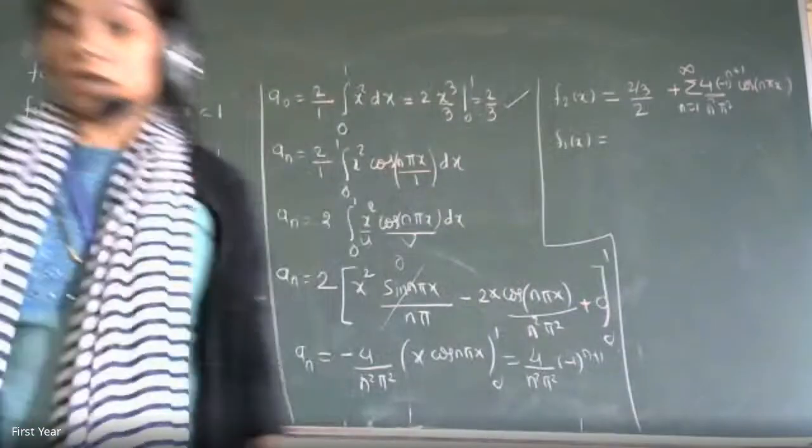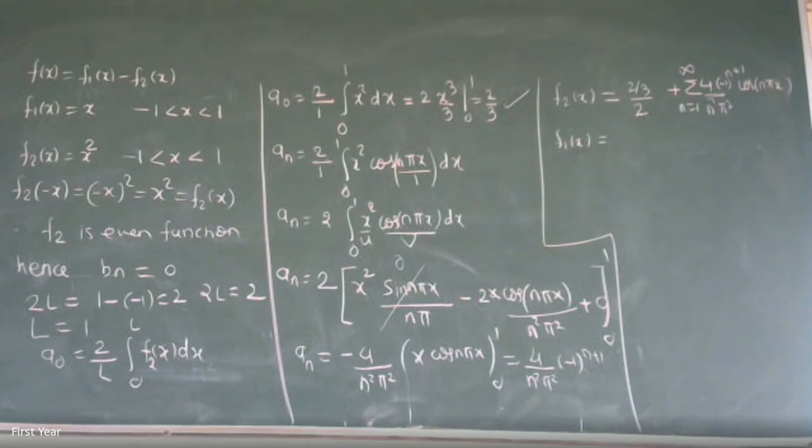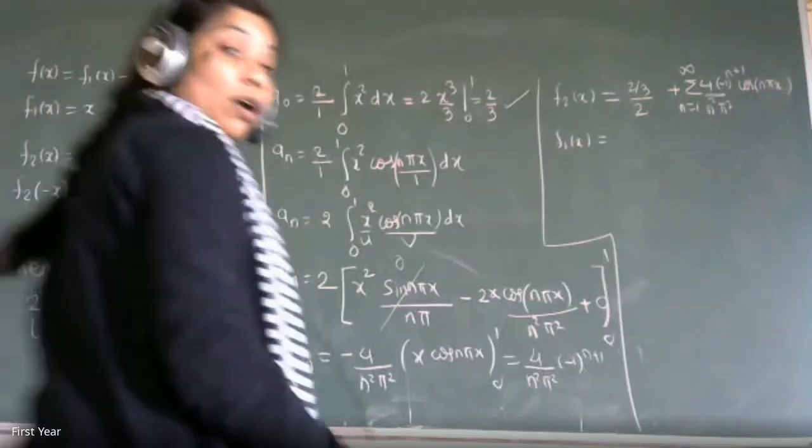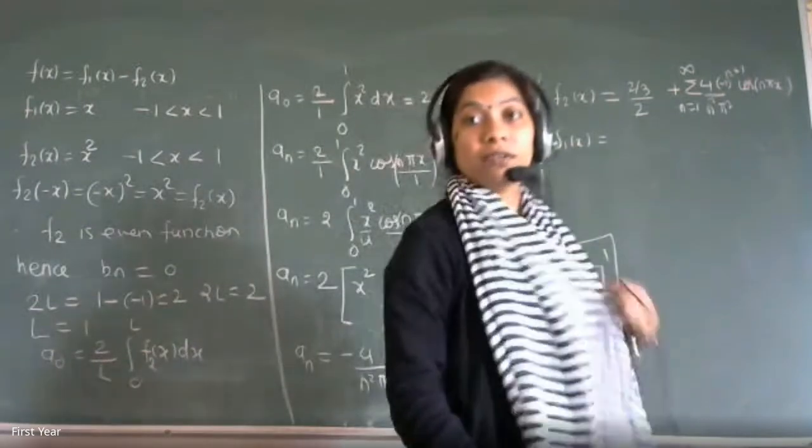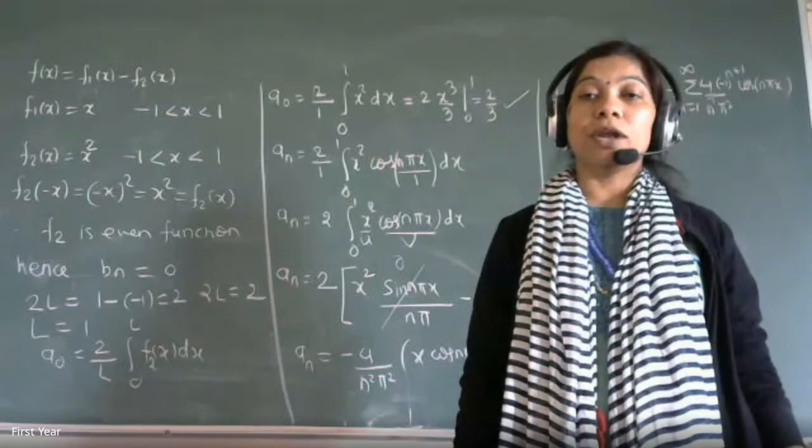Ma'am, is it 2 in bracket minus 1 raised to n plus 1 upon n pi? That's right. 2 into minus 1 raised to n plus 1 upon n pi. Very good. Maximum of you have got this answer. This is absolutely right.